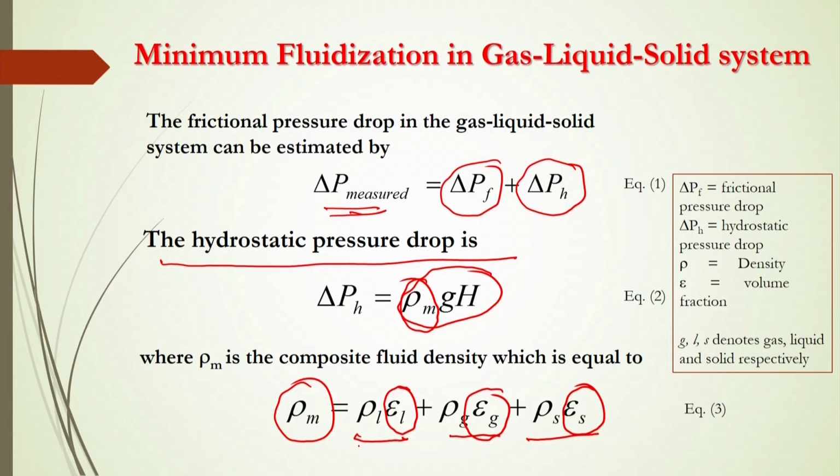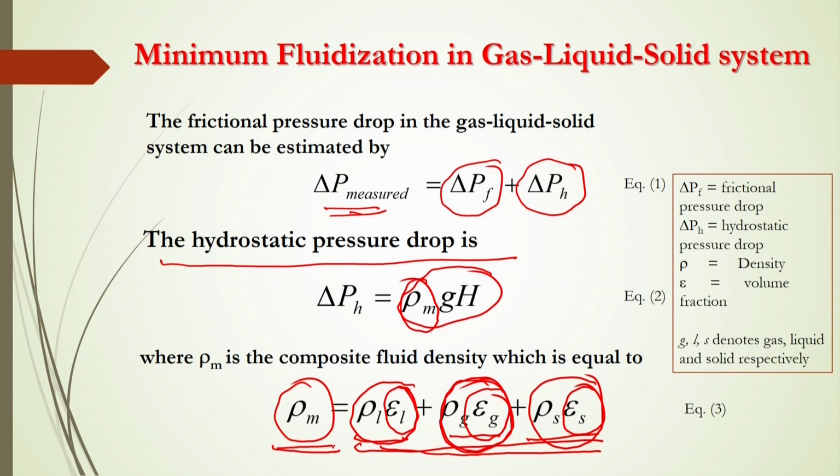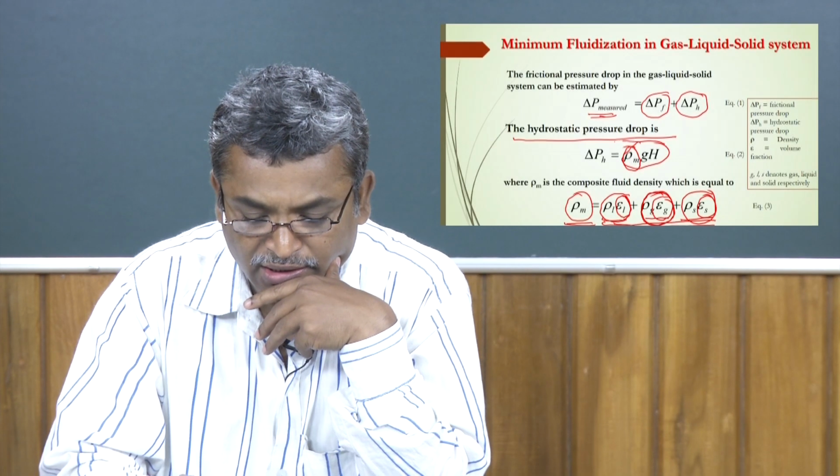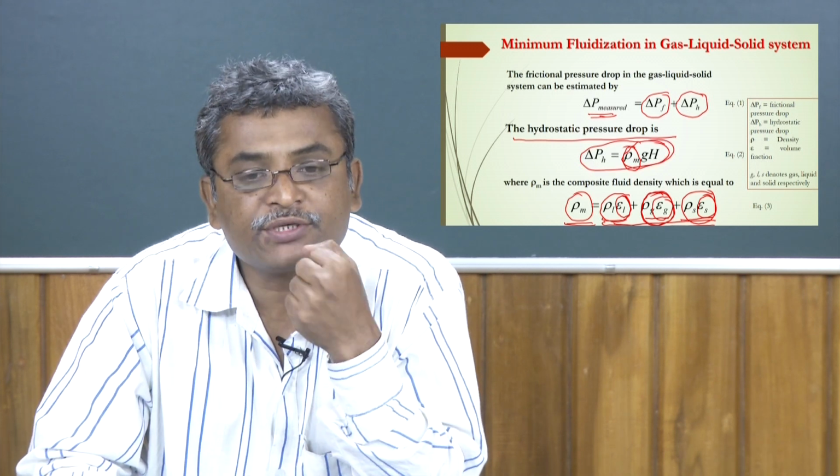So, this mixture density depends on the volume fraction of gas, liquid, solid. So, rho L epsilon L will be the effective density of the liquid, this rho G into epsilon G will be the effective density of the gas, and rho S epsilon S will be the effective density of the solid. So, the total density of this liquid, gas and solid will be equal to the mixture density of the 3-phase system here. So, if you know the mixture density of this fluidization system, then of course, you can calculate what should be the hydrostatic pressure there.